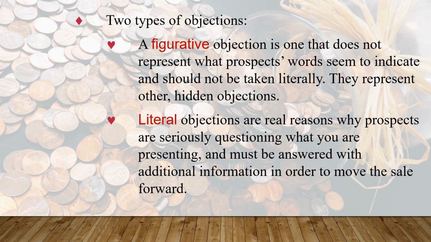Two types of objections. There's the figurative and the literal. Figurative objections are those that don't really represent what a prospect's words seem to indicate. They shouldn't be taken literally. Usually there's some sort of subtext that's going on. There's some other hidden objection or some other thing that they're thinking about. Again, this is that sense where being able to listen to the emotional intelligence that is coming at you and being able to parse that is something that's really, really helpful.